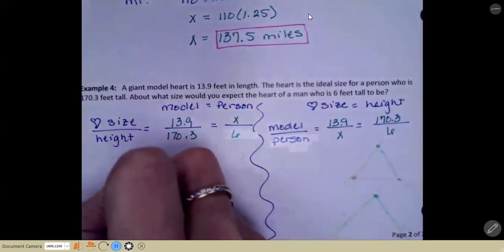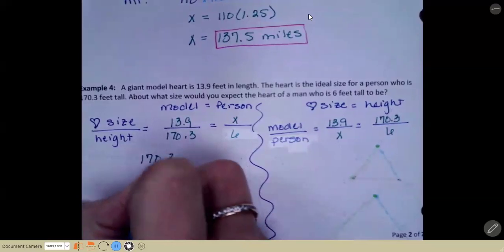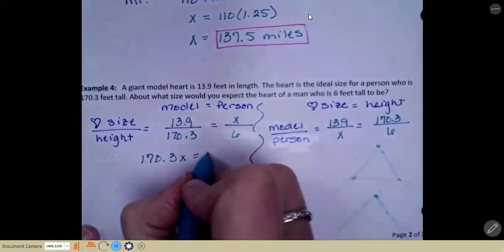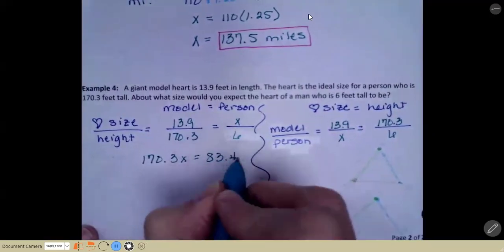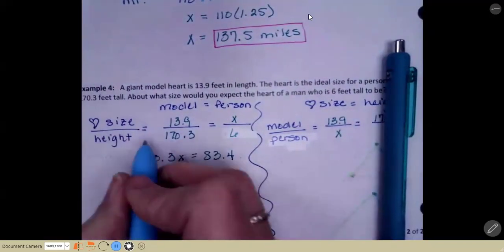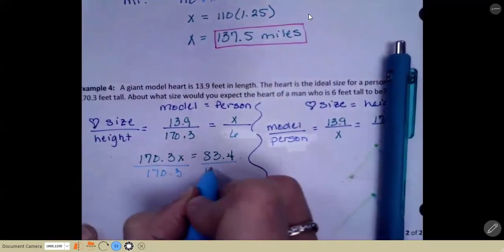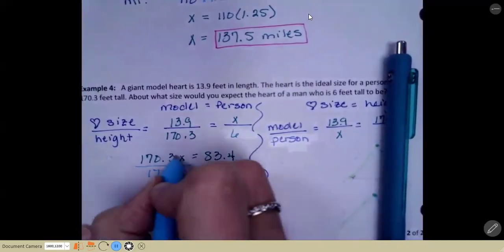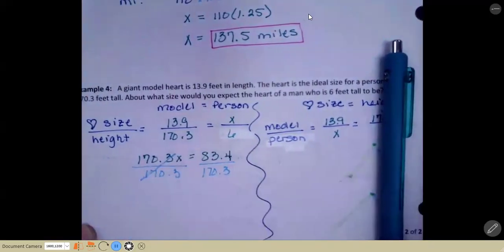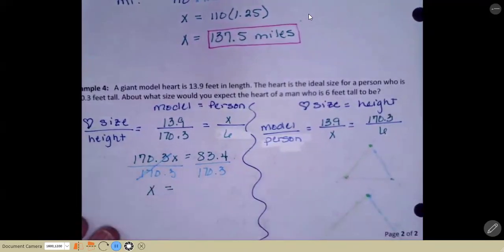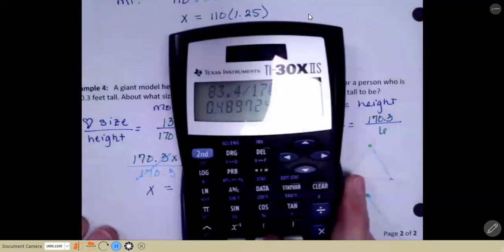So when I solve this, I get 170.3x equals 83.4. And I'm going to explain this in just a minute. So we divide both sides by 170.3. Hold on, guys. You're going to get some very long answers. So 83.4 divided by 170.3. You're going to get this very long answer right here.